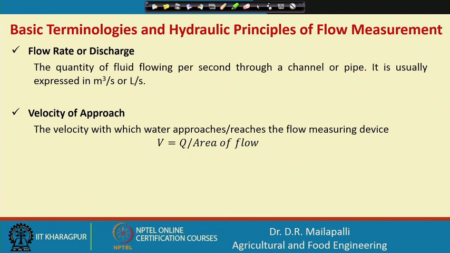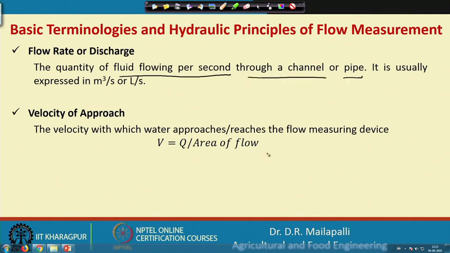And then the first thing is the flow rate or discharge. This is a familiar term. It is the fluid flowing per second through a channel or a pipe. Okay. So, the volume of water which is flowing through a channel or pipe per second, or per unit time, is called the discharge. It is also known as flow rate. Generally the units are meter cube per second or liter per second.